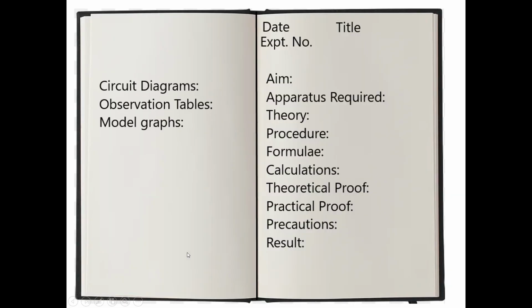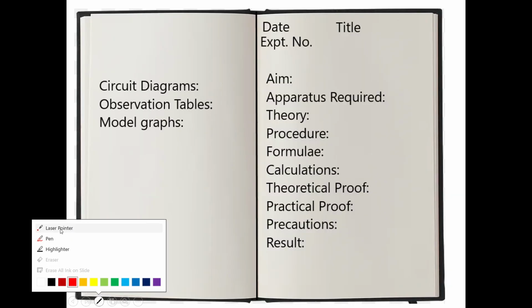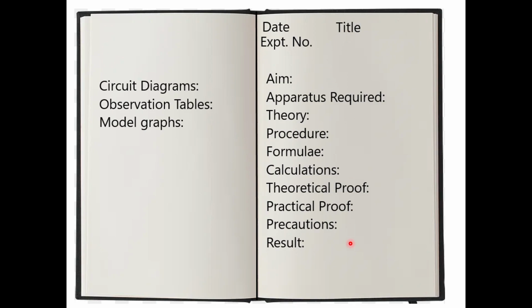In this slide you can see the right side page of your observation and the left side page. In the right side page you must write the title, date and experiment number, and you must write the aim, apparatus required, theory, procedure, formulae, calculations, theoretical proof, practical proof, precautions and results. Only on the right side pages in your observation.